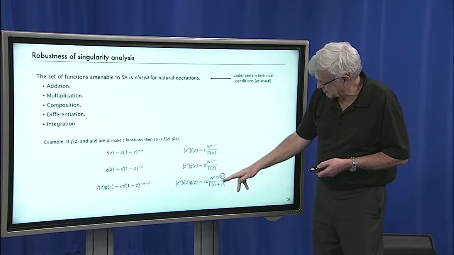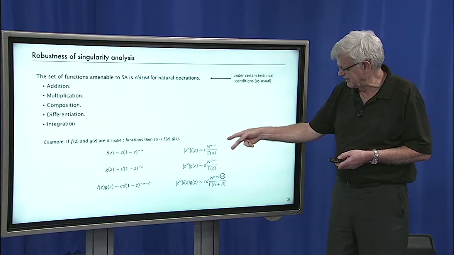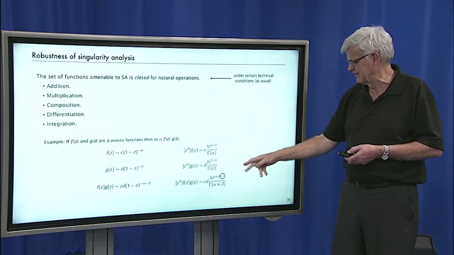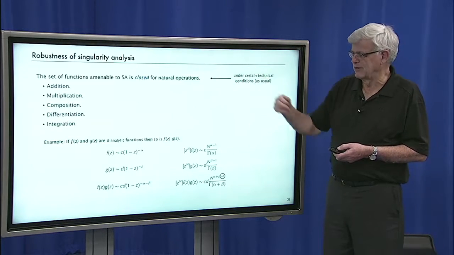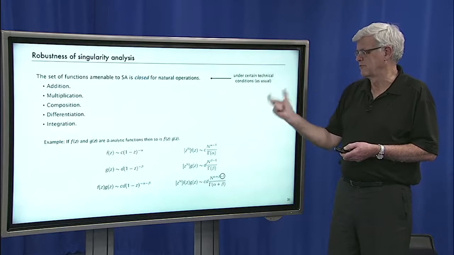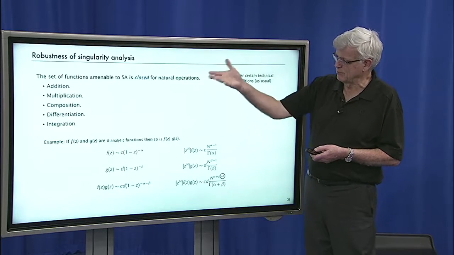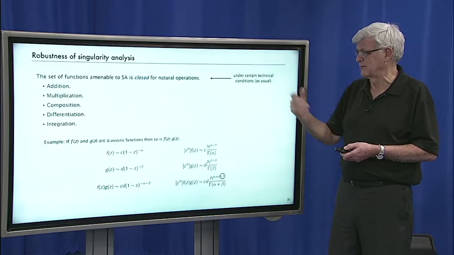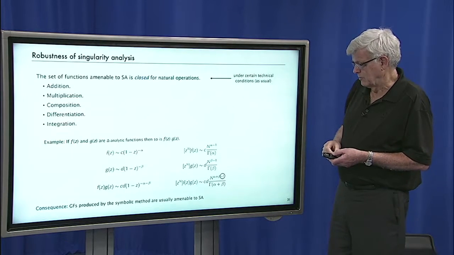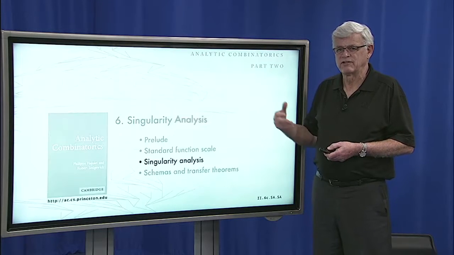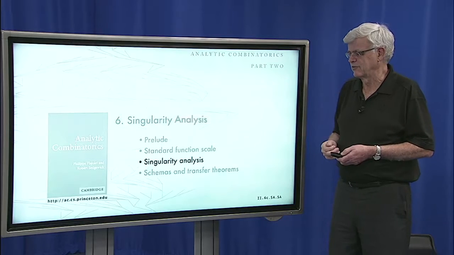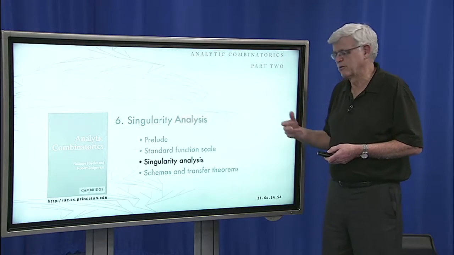Just notice you don't multiply coefficients this way, you multiply that way. You might think it's n to the alpha plus beta minus 2, but it's worth noticing that it's not. That's for the product, and you can try doing sum or other things to prove that if two functions are amenable to singularity analysis, their sum is also, and so is their composition. So the consequence is that the generating functions produced by the symbolic method are generally going to be amenable to singularity analysis. So that's an introduction to singularity analysis, and next we'll go on to schemas and transfer theorems.